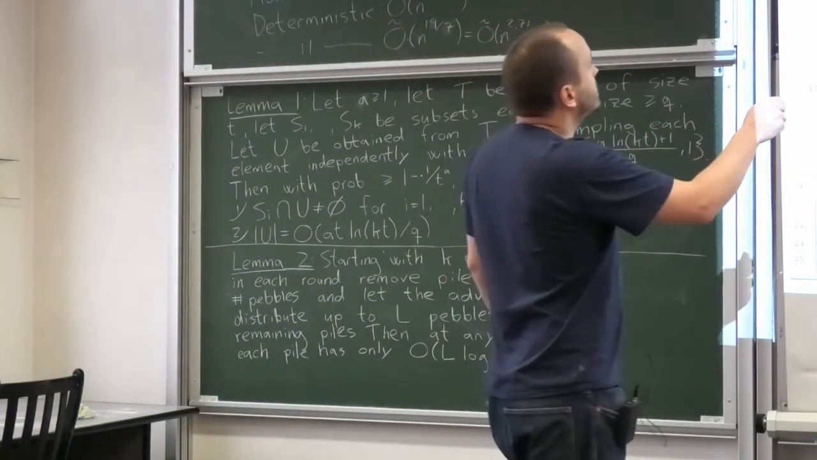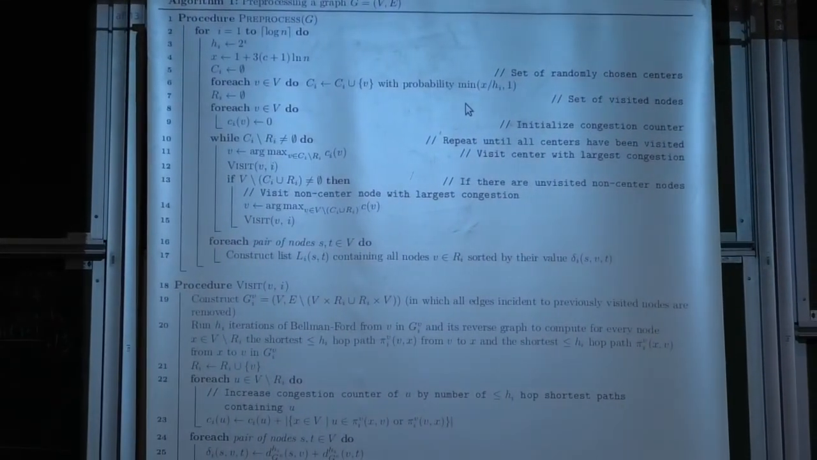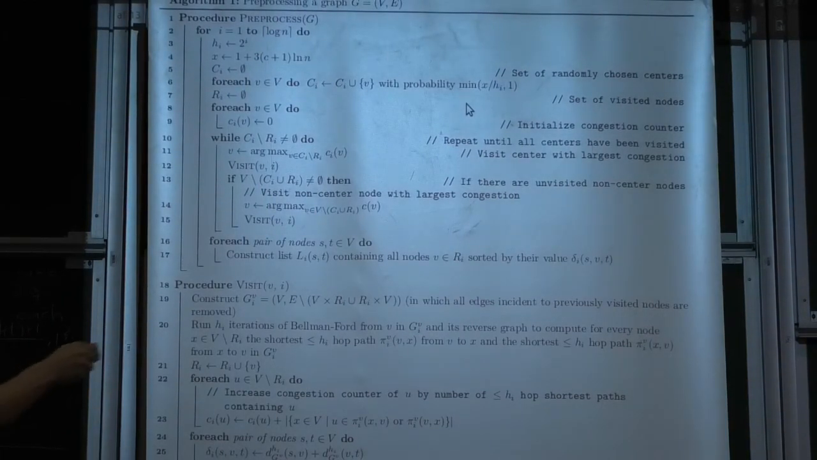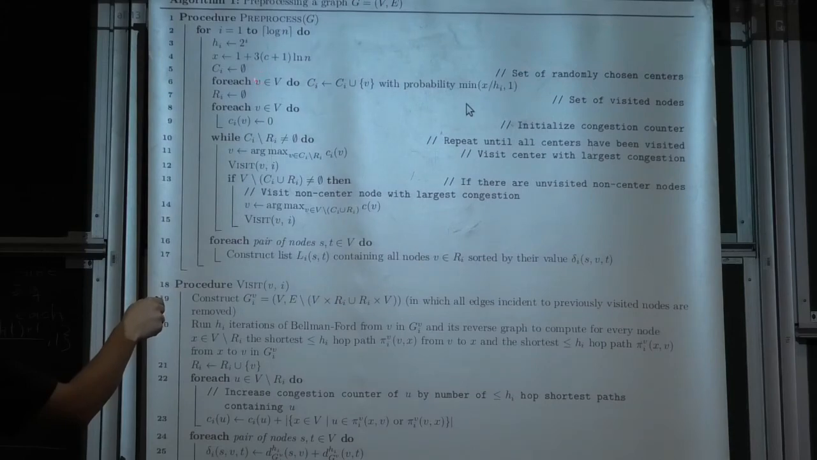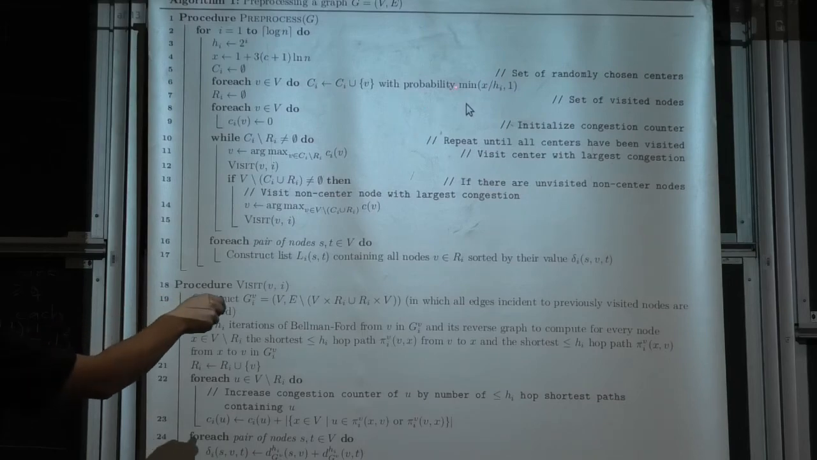Okay, so initially we just set Ci to be empty, and then we go through every vertex v. We do exactly what the lemma says we should do. We should sample each such vertex v with probability x divided by hi, which is q corresponds to hi, right? So this fraction here is exactly this fraction here. And then we add it to Ci if it was sampled. So now we have our set of centers. And because of this lemma, we will hit with high probability all these hi hop-restricted shortest paths.